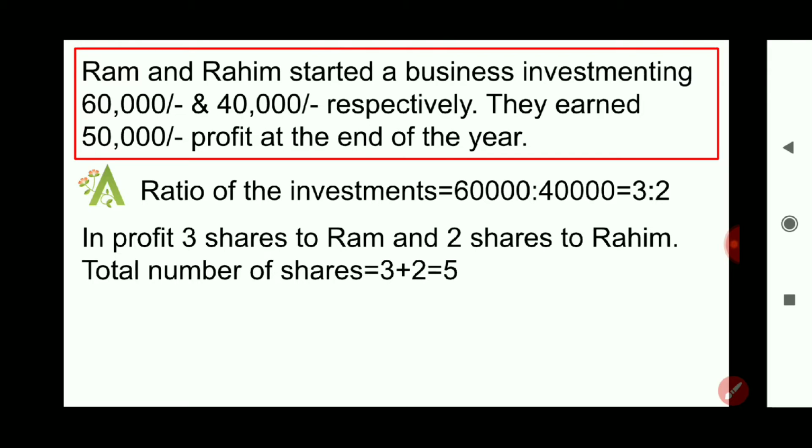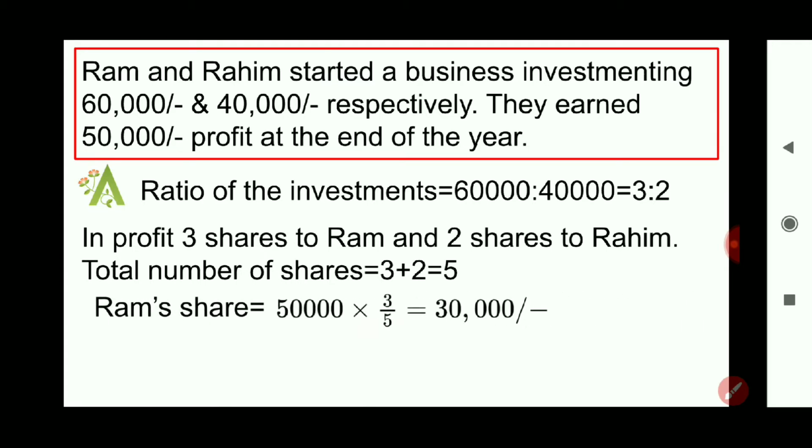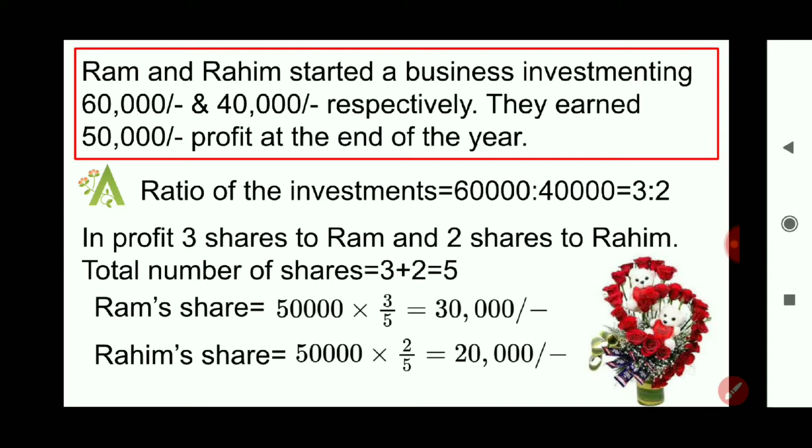Total number of shares is 3 plus 2, that is 5. Hence, Ram's share is profit 50,000 into Ram's share 3 by total shares 5. That is 50,000 into 3 by 5. Answer is 30,000. Rahim's share is profit 50,000 into Rahim's share 2 by total shares 5. That means 50,000 into 2 by 5. After simplification, its answer is 20,000 rupees.